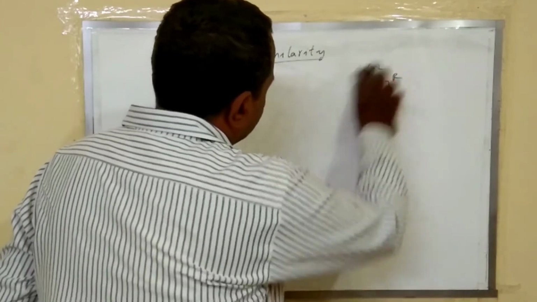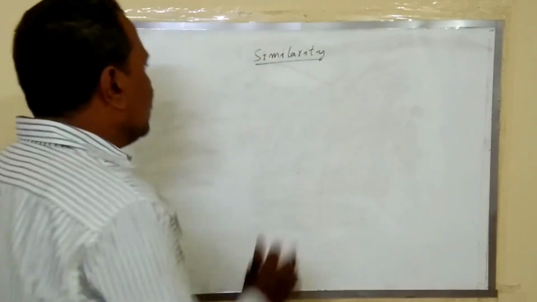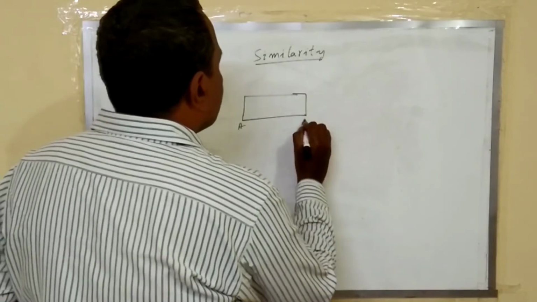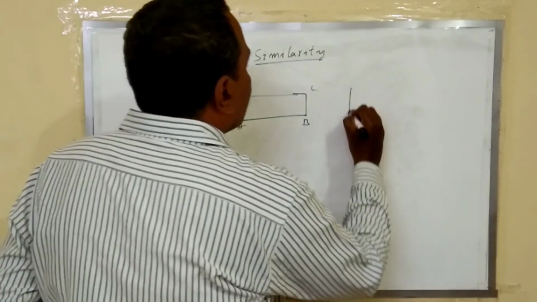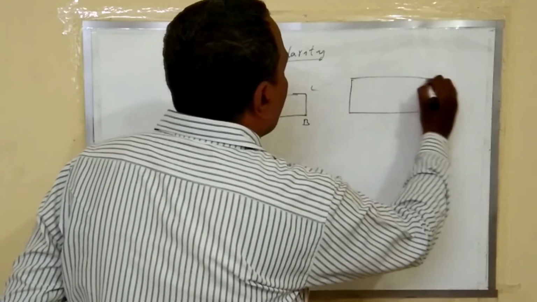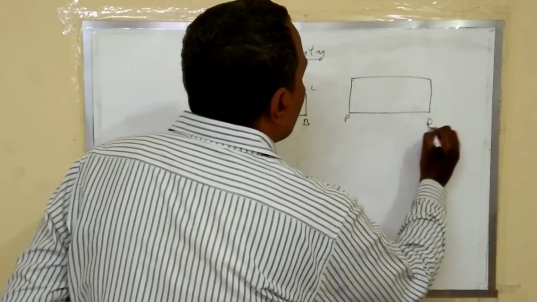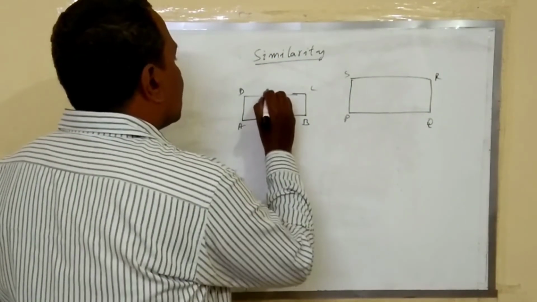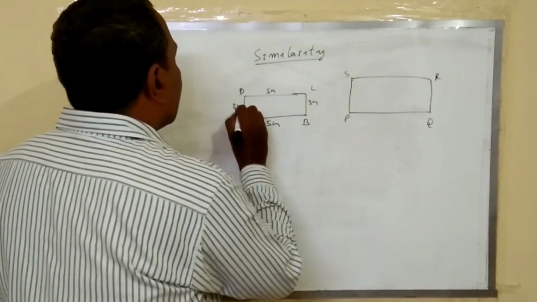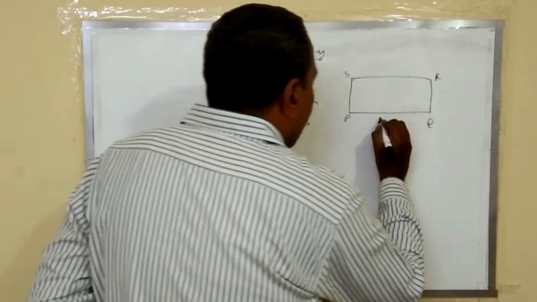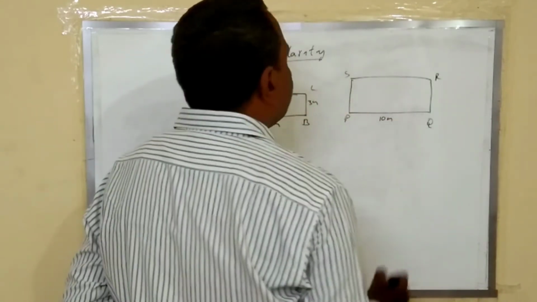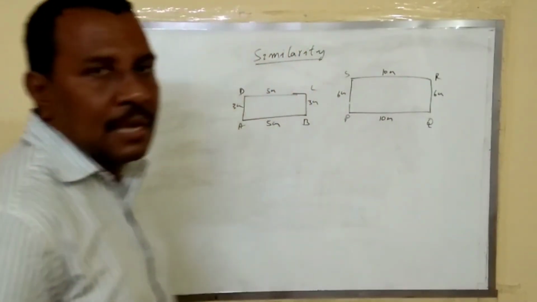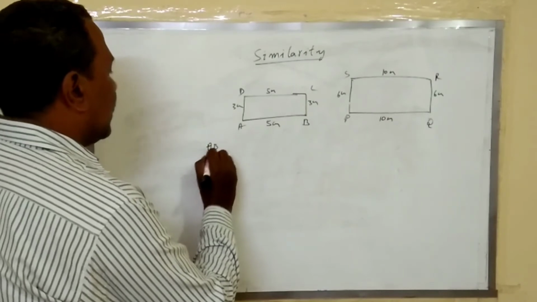Suppose you take a rectangle. The name of the rectangle is ABCD. Take another, enlarged rectangle, PQRS. The sides of the first rectangle are 5 centimeters, 5 centimeters, 3 centimeters, 3 centimeters. And the sides of PQRS are 10 centimeters, 6 centimeters, 10 centimeters, 6 centimeters. Now take the ratio AB by PQ.